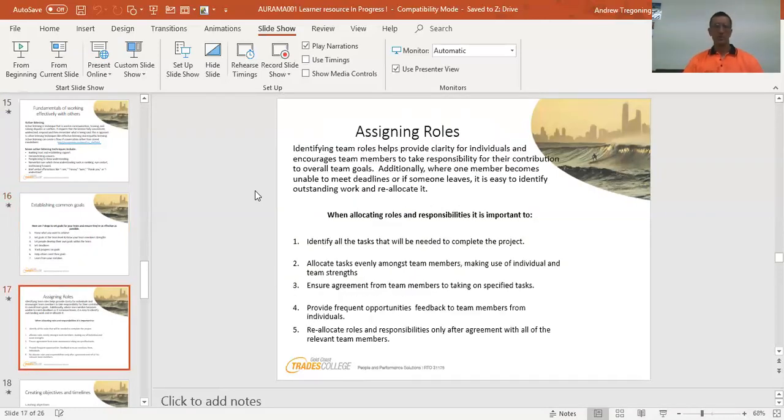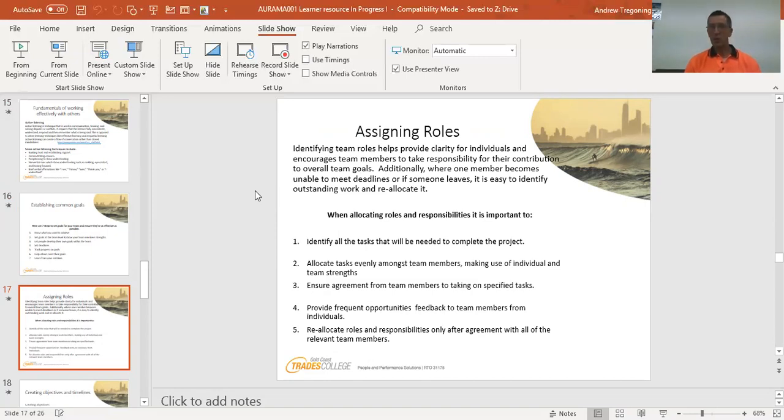Following on from establishing those common goals would be assigning roles. Within a workplace, we might need to identify team roles and clarify for individuals what exactly they have to do within that team. This encourages team members to take responsibility for their contribution to the overall team goals. Additionally, where one team member becomes unable to meet deadlines or somebody leaves, it's easy to identify outstanding work and reallocate that work to somebody else.